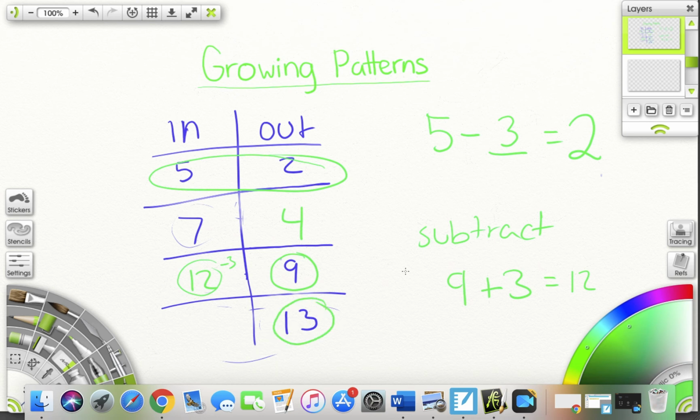Now my last one is 13. I have to do the same thing I did to 9, which is I added 3. I have the out number, but I need to find the in number. So I have to do 13 plus 3 equals 16. So I have 16. 16 minus 3 equals 13. So this is how I know I'm doing my pattern right. Whatever this in number is, my out number is whatever that is minus 3. And that's how I can do my growing patterns.